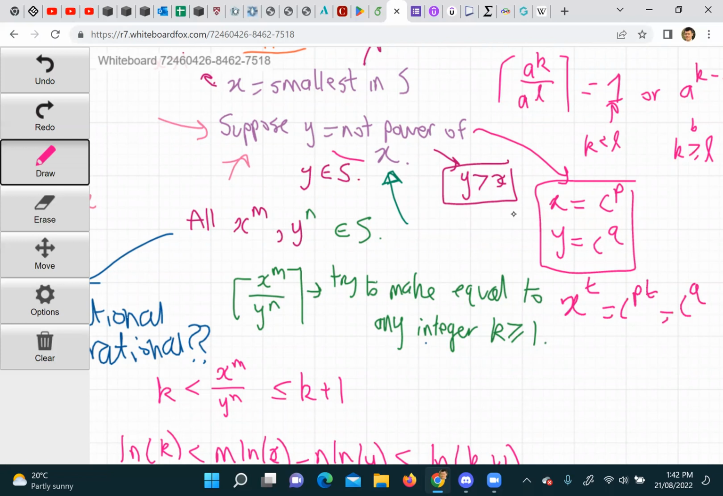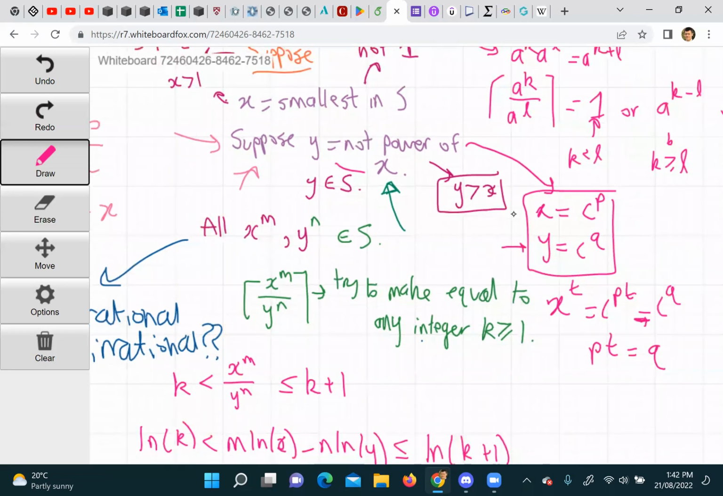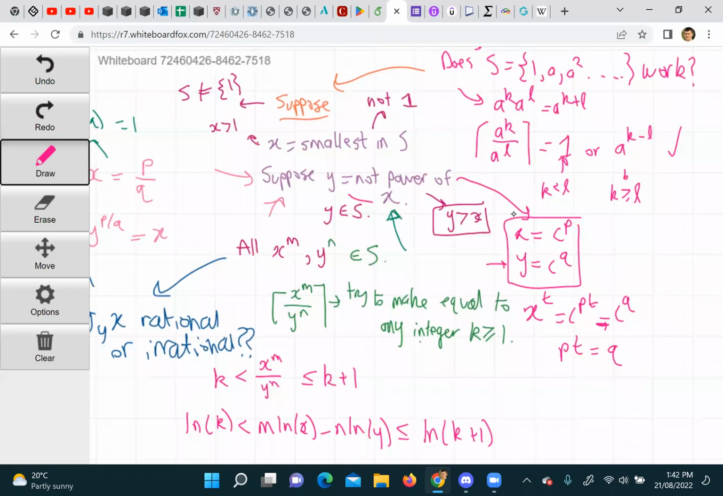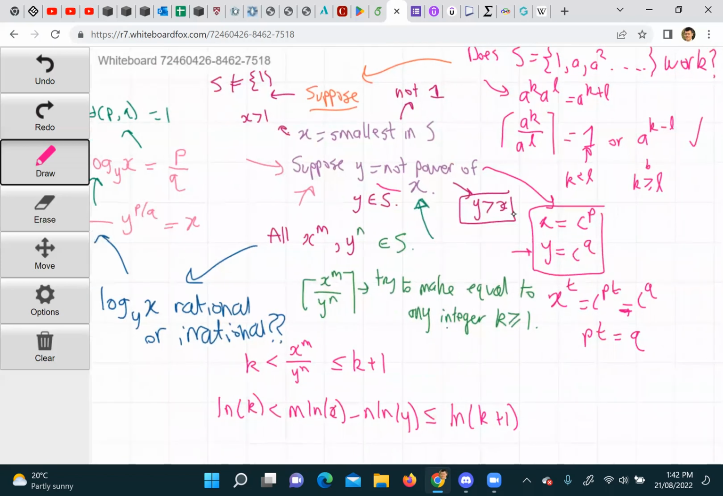So x to the t. If y is a power of x, then x to the t is c to the pt, which is c to the q. So pt is q. You need to write this down in your proof. Wait, so what is it saying? It's saying that if one thing is irrational compared to another thing, then they can approximate anything.